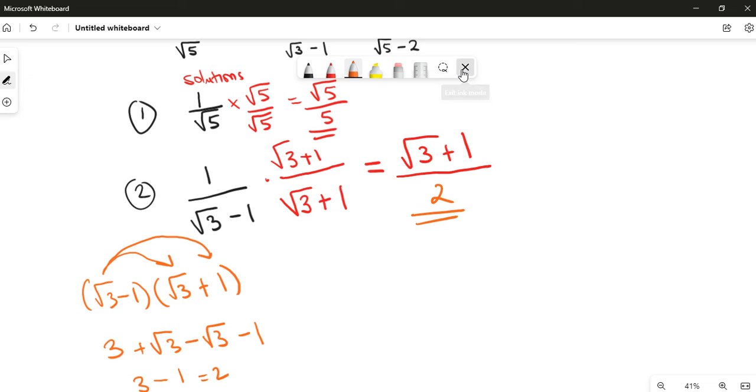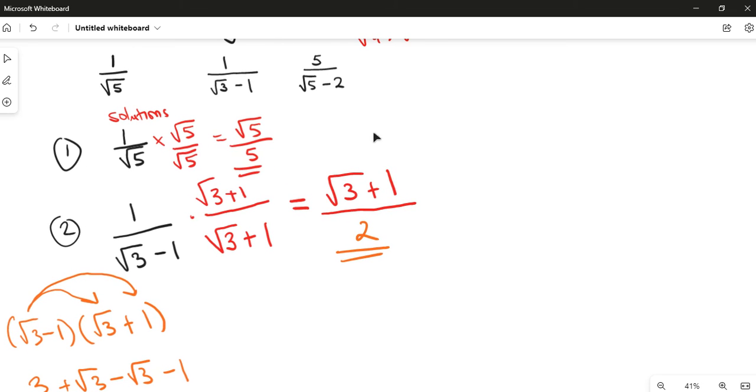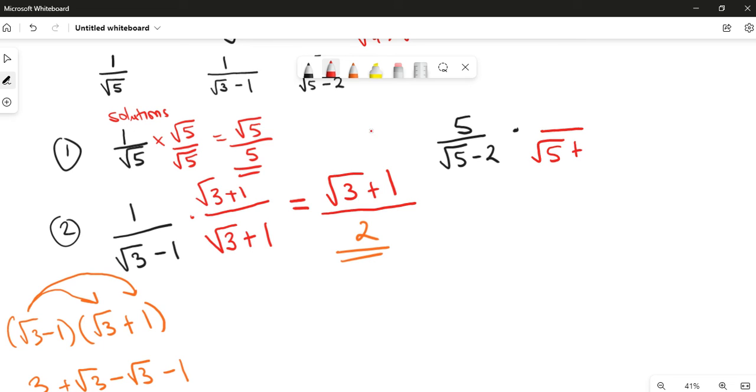All right, we go to our next question. 5 over the square root of 5 minus 2. Again, we're going to multiply by our conjugate. So we multiply by our conjugate, which is the square root of 5 plus 2, and also multiply the numerator by that.